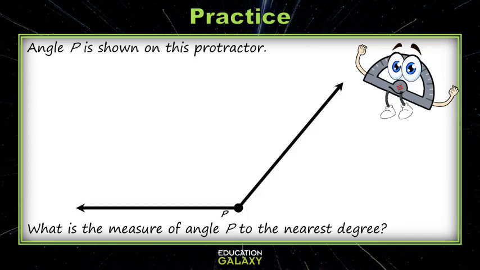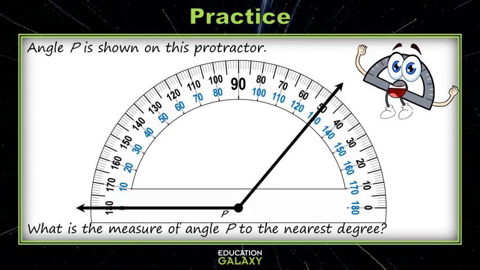Let's try one that's pointing in the opposite direction. Angle P is shown on this protractor. What is the measure of angle P to the nearest degree? Step 1, place the protractor's center on the vertex and line up on the protractor. Check. Step 2, determine whether the reading's on the inside scale or the outside scale. Well, the ray is pointing to the left, and the scale that starts at the left is the inside scale, so that means I'm looking at the inside reading. Step 3, read the measurement. It's pointing right at 130 degrees, so our answer is 130 degrees.